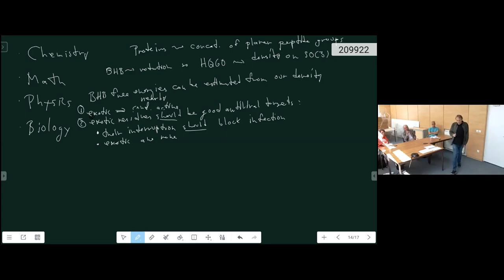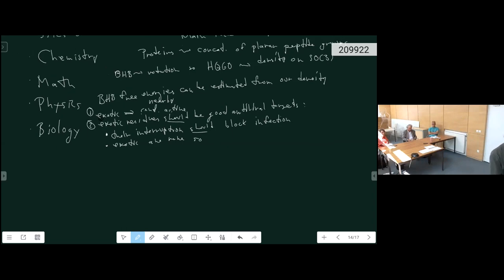So this is all just should, wish, hopeful. Exotic are rare, so unlikely, so should, again, that's the best I can say, so should not have side effects.